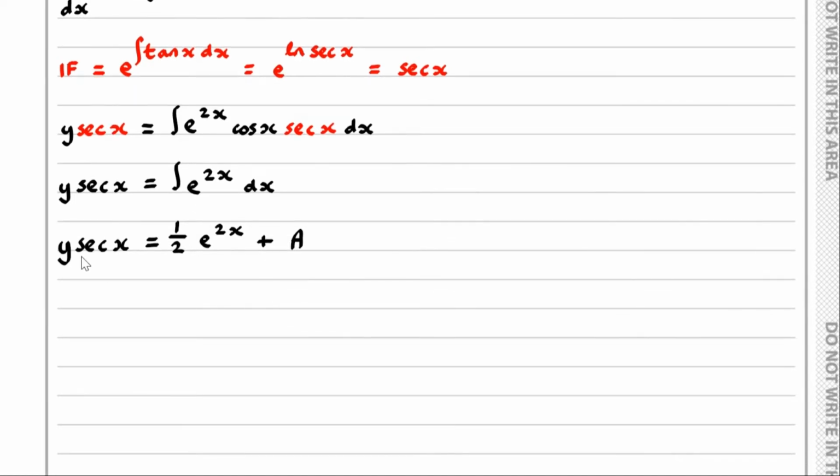And recognizing that sec x is the same as 1 over cos x, if I multiply through by cos x, that means our general solution is y equal to 1/2 times cos x times e^(2x) plus a times cos x.